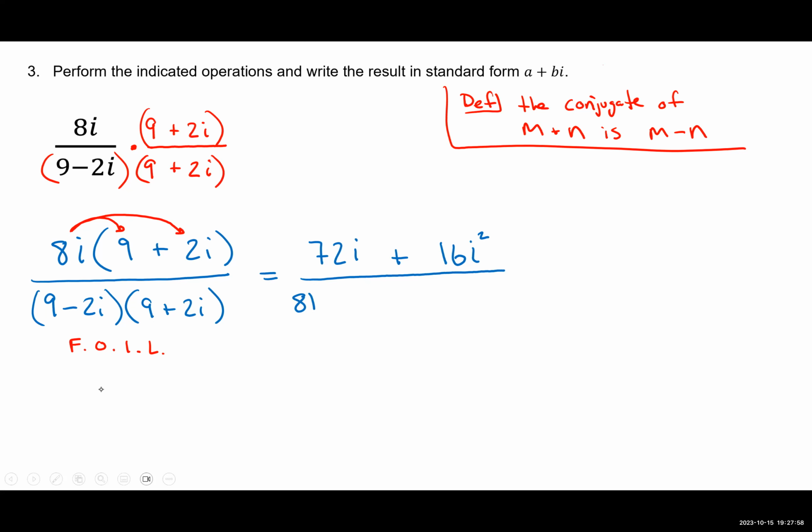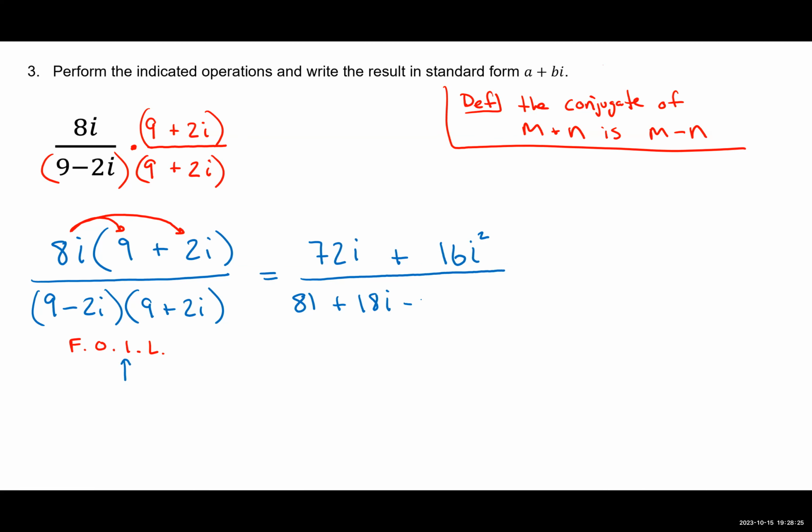O for outer, outer times outer. So that's 9 times 2i, outer times outer, so that's plus 18i. And then I for inner times inner. So that's negative 2i times 9.